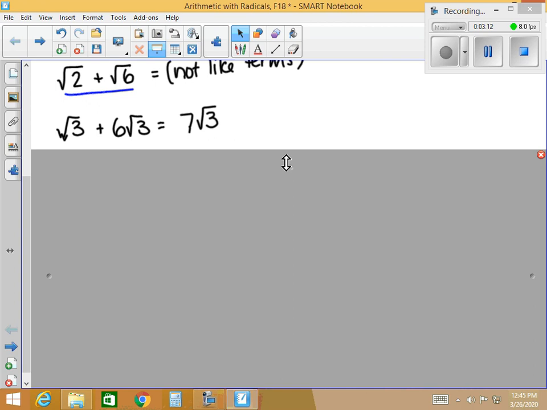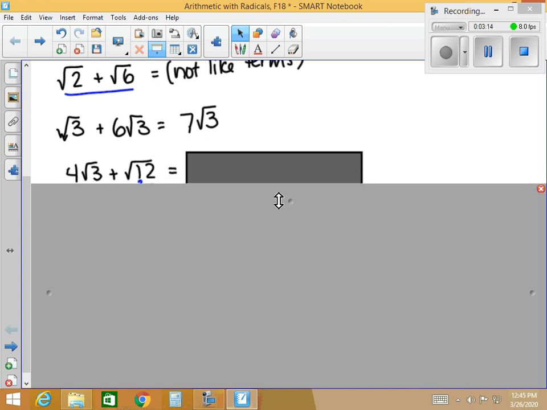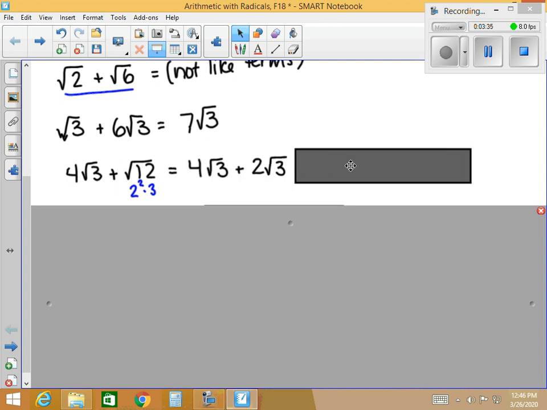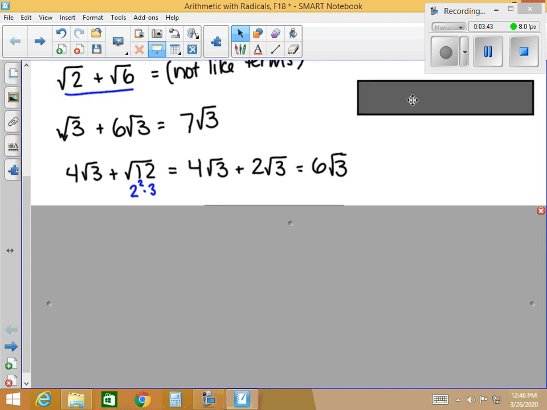When we keep sliding down the page, if we look at 4 square root of 3 and someone asks us to add that to the square root of 12, okay, initially those are not like terms. I can't combine them together as they're written. But remember that square root of 12 can be simplified. 12 can be broken down as 2 squared times 3, which means a 2 can come out from under the radical and the 3 is stuck inside. And so therefore, 4 square roots of 3 plus 2 more square roots of 3 can be combined together, and we end up with 6 square roots of 3 in the end.